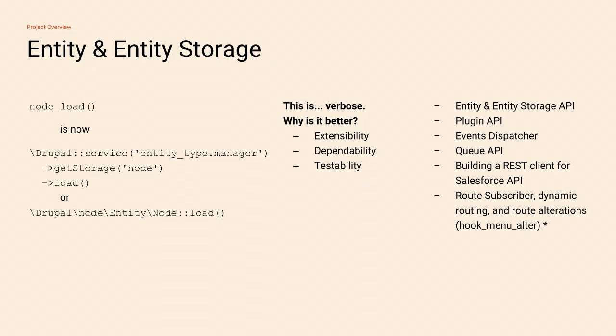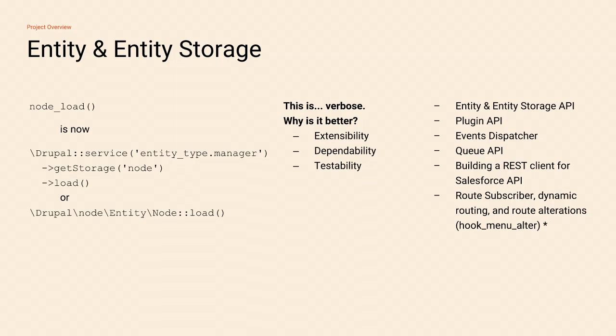Why is this better? This is more extensible. This gives us the ability to plug in our own handlers. If you want to store nodes in a MongoDB, if you can figure out how to do that, or if you want to store them in Redis instead of the database, I don't know why you would want to do that, but you can. It's extensible. You can plug in your own entity type manager service. Everything here is pluggable, whereas before, node load offered very few opportunities. There was a hook node load, hook entity load, and that's it. That's all you got.